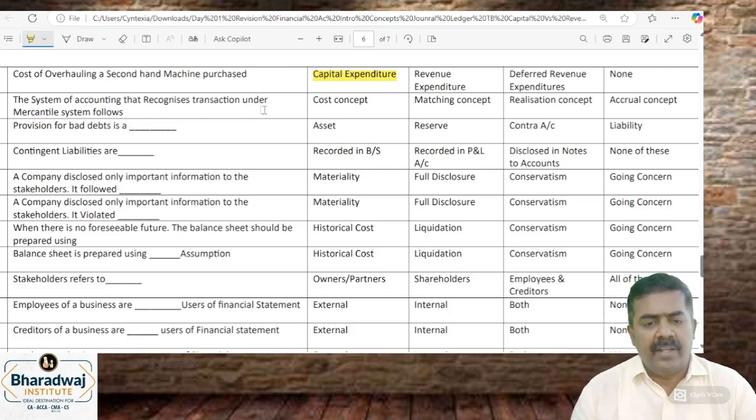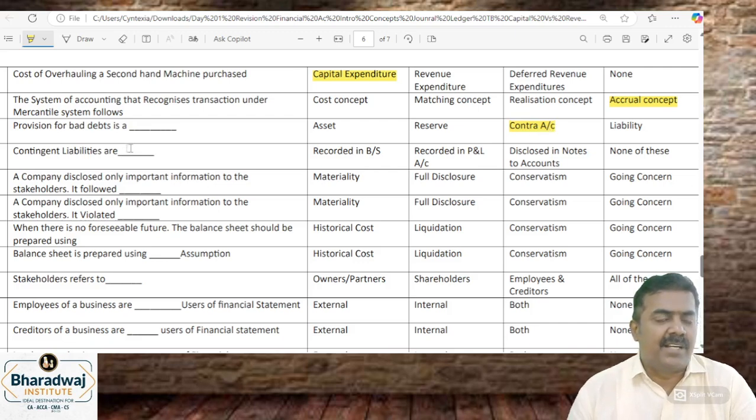System of accounting that recognizes transactions under the mercantile system. The mercantile system is accrual basis accounting. Which concept do they follow? Accrual concept. Provision for bad debt is a contra account.